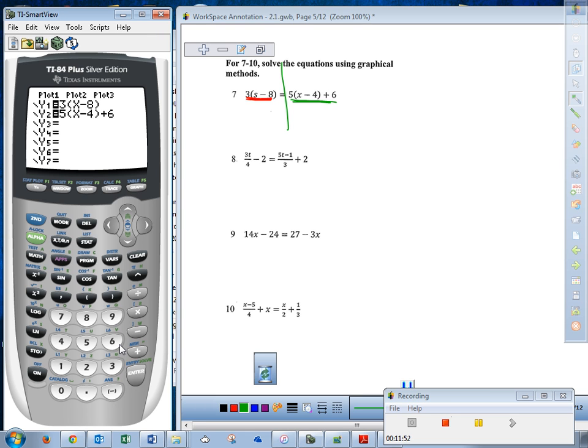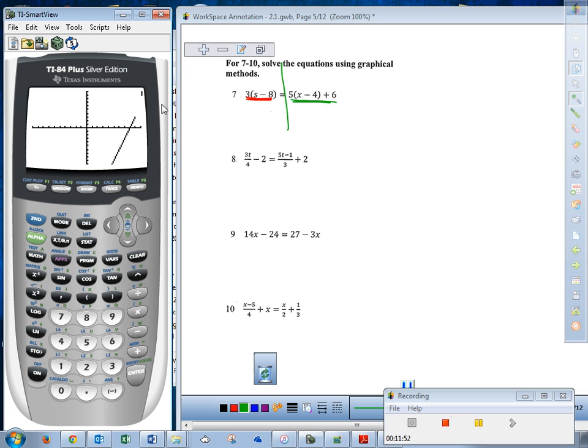Where they intersect at. So let's graph them on the standard window, zoom 6. And let's see what happens. Here, they don't intersect in this window. That means you must find the right window. That's why solving these graphically isn't that nice. You've got to find the right window.